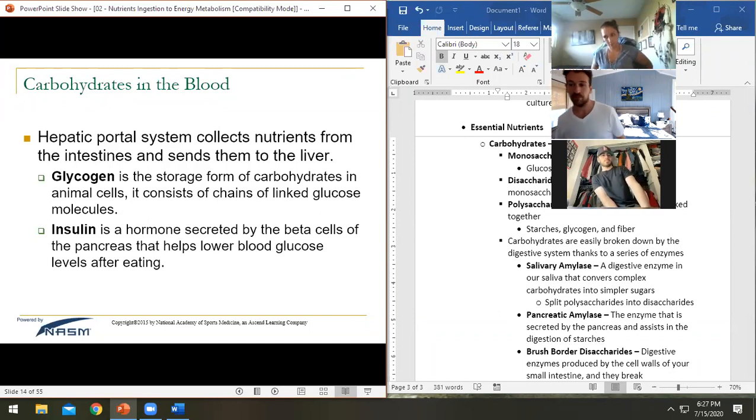So now that it's all in your blood, you have what is called a hepatic portal system. And what that means is once it's in your bloodstream, the first place that food is going to go is through your liver. Okay, so the hepatic portal system is going to collect all those nutrients from your small intestine, and it's going to shoot them straight up to the liver for detoxification. So if you've ever heard of how your liver detoxifies things, this is what it does.